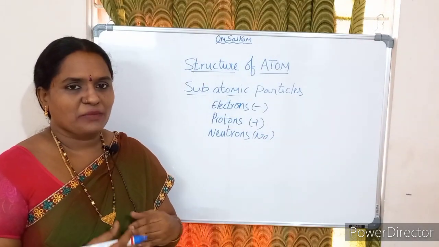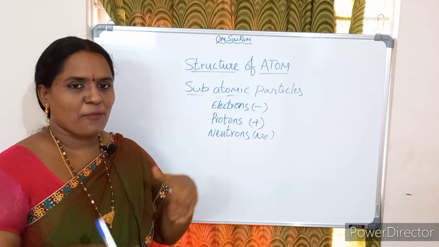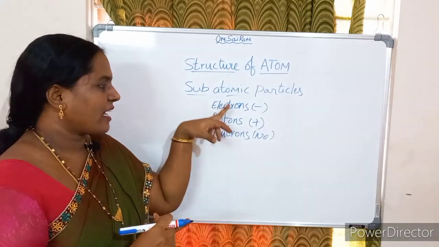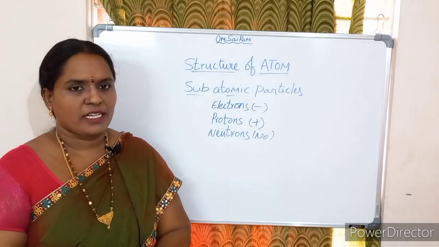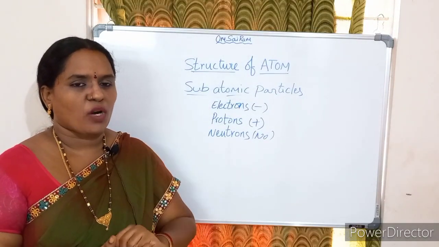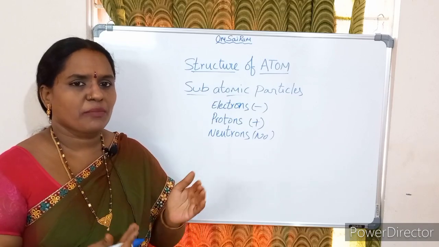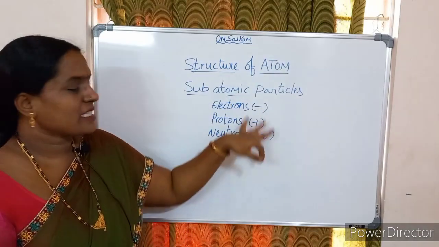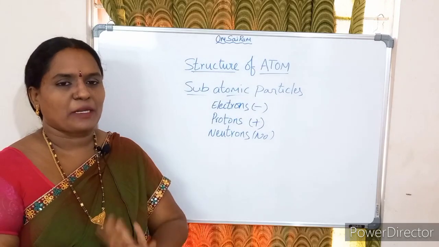So the atom contains some particles in it. They are electrons, protons and neutrons. And in the previous classes we have seen some atomic models. What are atomic models? They describe the arrangement of these subatomic particles in the atom.